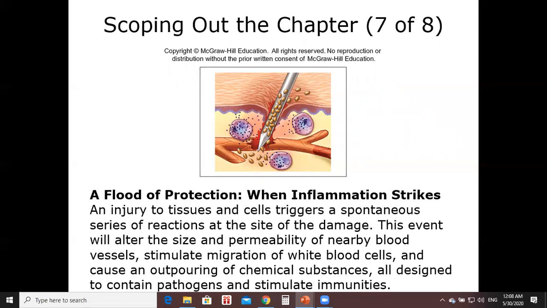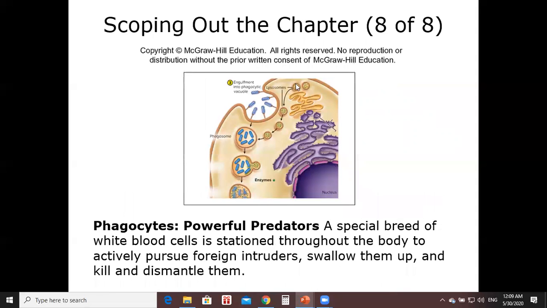We also have a flood of protection. When inflammation strikes, an injury to tissues and cells triggers a spontaneous series of reactions at the site of the damage. This event will alter the size and permeability, that's how easily things go across, of nearby blood vessels, stimulate migration of white blood cells to that area, and cause an outpouring of chemical substances. Those are all designed to contain pathogens and to stimulate immunities.